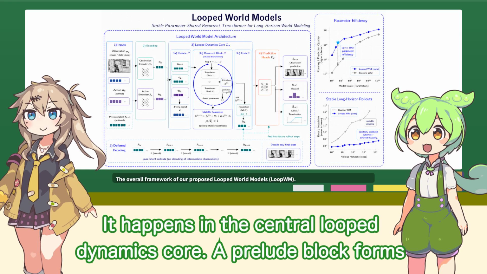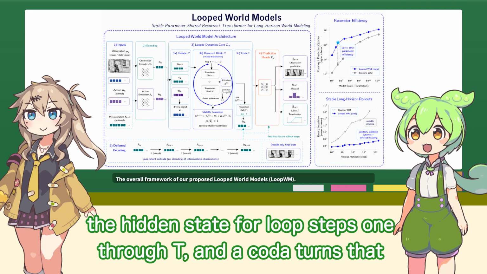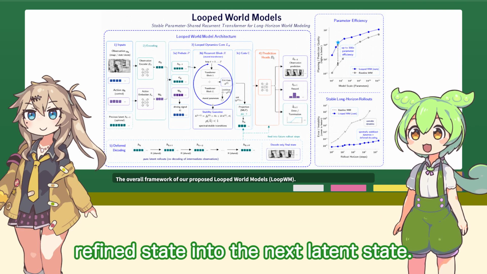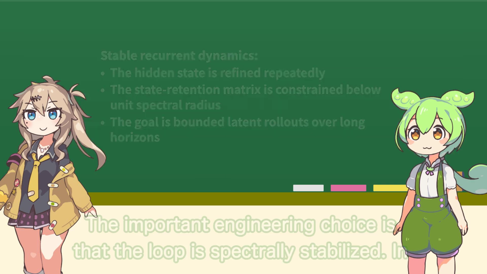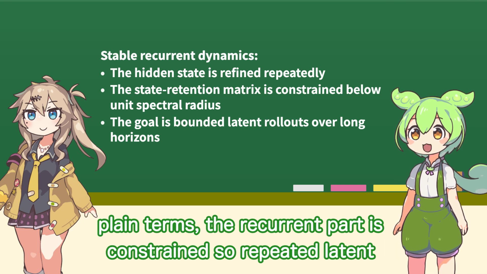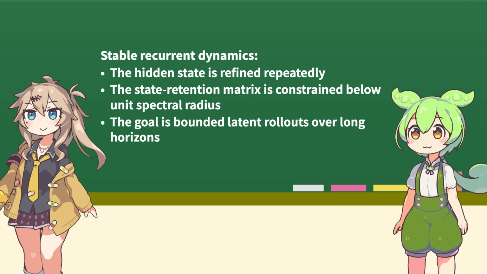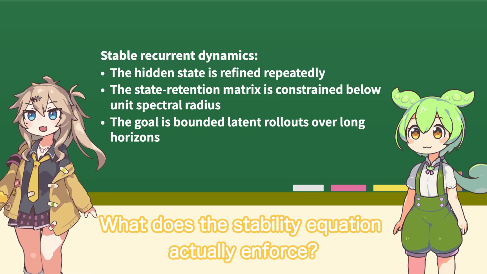It happens in the central loop dynamic core. A prelude block forms a conditioning signal. Then a shared recurrent transformer block refines the hidden state for loop steps 1 through t, and the coda turns that refined state into the next latent state. The important engineering choice is that the loop is spectrally stabilized. In plain terms, the recurrent part is constrained so repeated latent updates do not blow up as the rollout gets longer. What does the stability equation actually enforce?